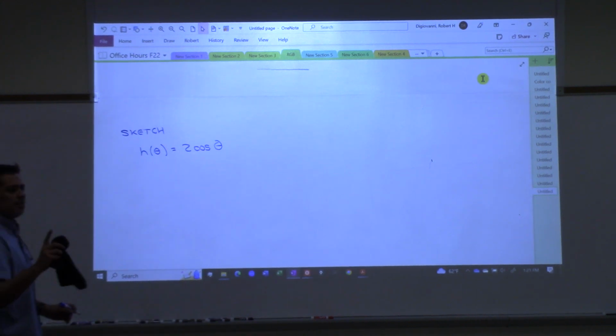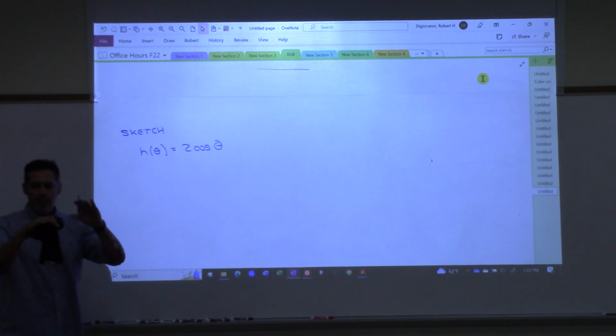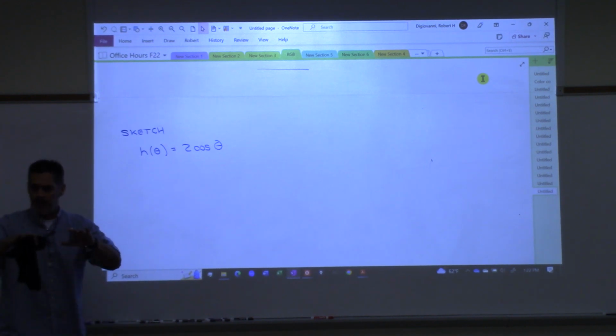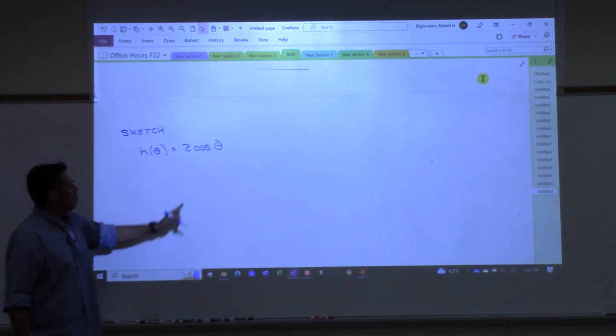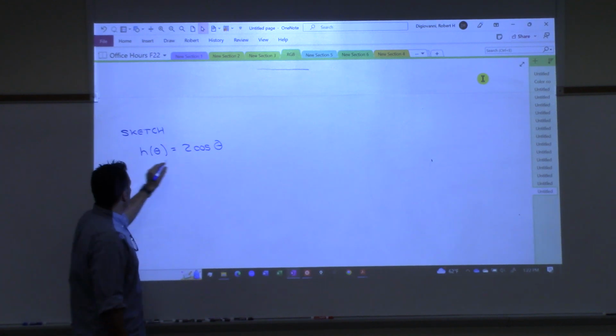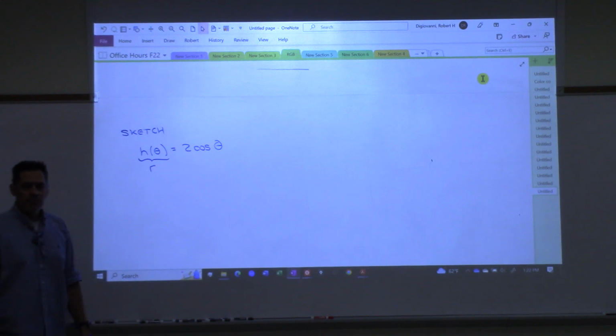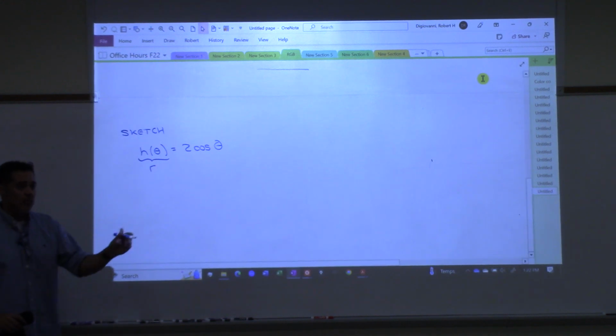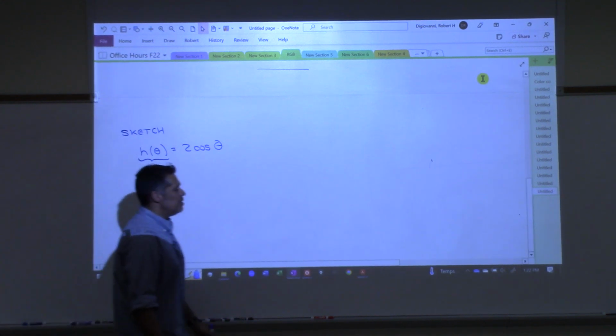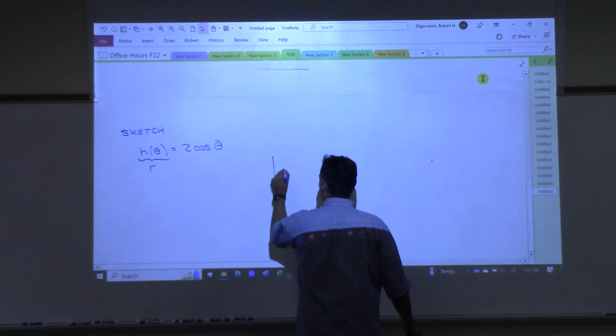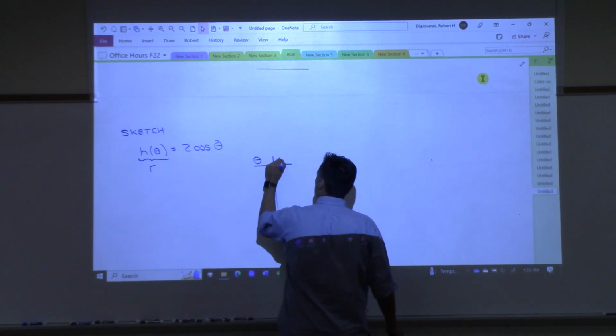The important thing to remember here is that we are in polar coordinates right now. This is the angle we're plugging in, and this side, h of theta, gives us the radius. It tells us how far to walk out. So I'm going to do this using a good old-fashioned t-table. Here's theta, here's what the radius is.